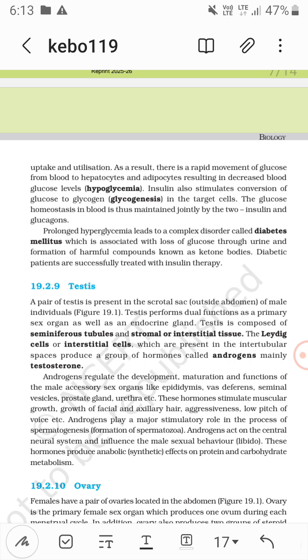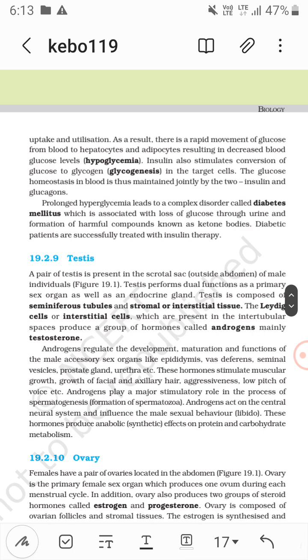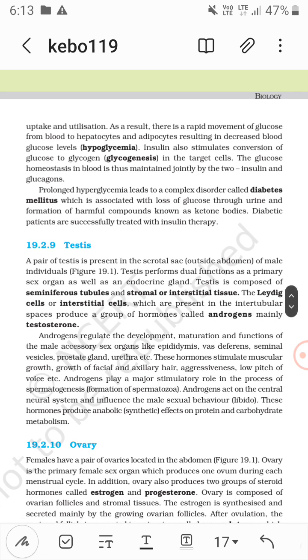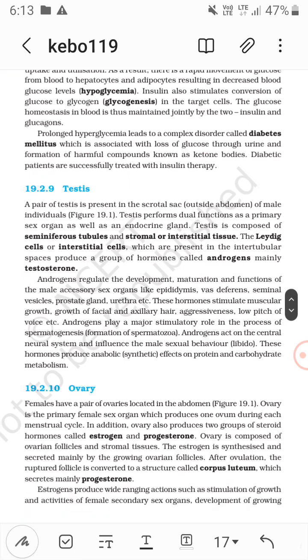So insulin stimulates conversion of glucose to glycogen, that is glycogenesis, the formation of glycogen, and glucose homeostasis in blood is maintained jointly by two peptide hormones, insulin and glucagon. Prolonged hyperglycemia leads to a complex disorder, diabetes mellitus, which is associated with the loss of glucose through urine and formation of harmful compounds known as ketone bodies. So diabetic patients are successfully treated with insulin therapy.